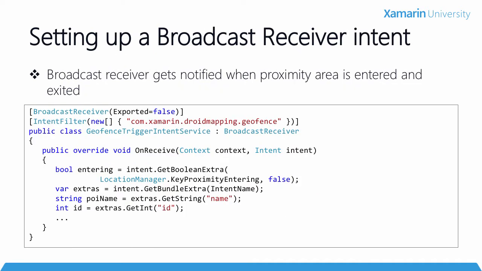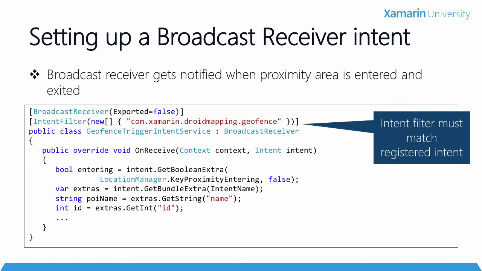To create a broadcast receiver, you create a class that derives from broadcast receiver and is decorated with a broadcast receiver attribute. You can set the exported flag to false so that it remains private to the application if you choose. Then you decorate it with an intent filter attribute passing the name identifier used when you registered the pending intent. We called this intent name on the previous slide.